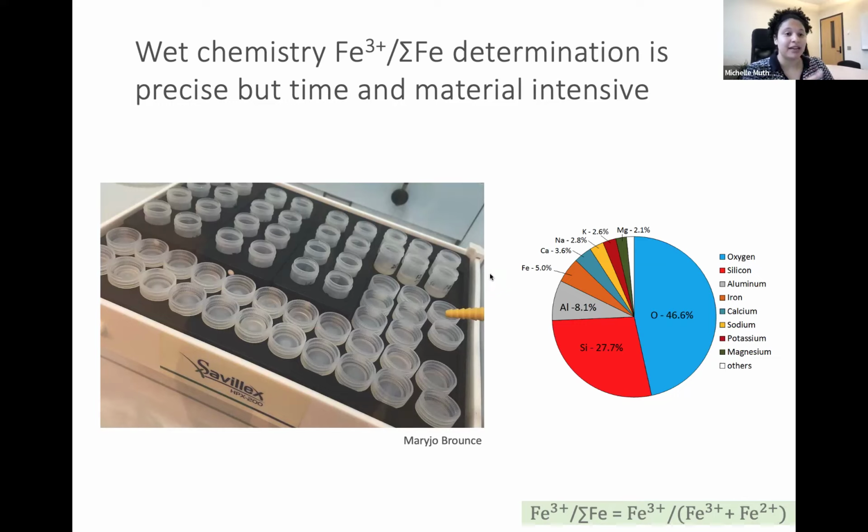So the question becomes how to measure the valence state of iron. For a long time, the best method that we had available was wet chemistry measurements of iron valence state. So this involved dissolving volcanic rocks into solution, then using titration methods to determine the proportion of Fe3+ and Fe2+. This method is extremely precise, but the downside is that it's fairly time intensive and fairly material intensive. So there's a limit in the types of data and the types of materials that we can analyze using this approach.